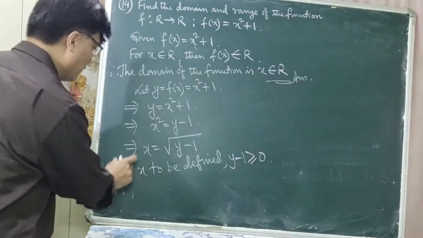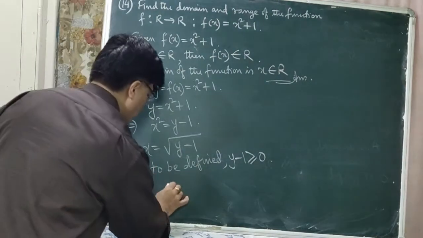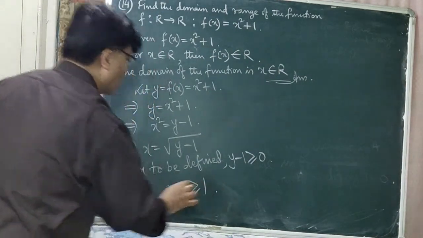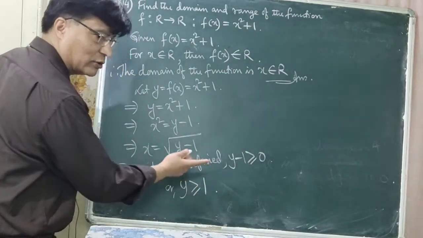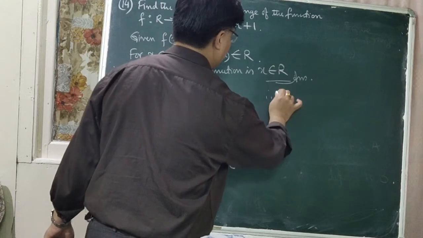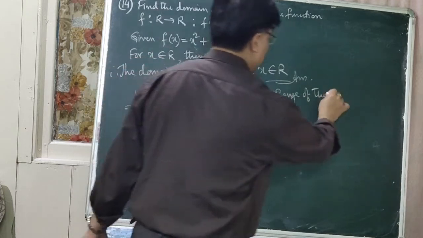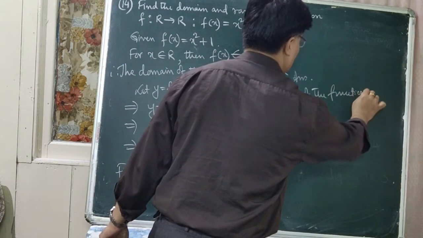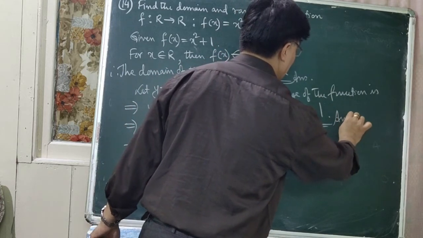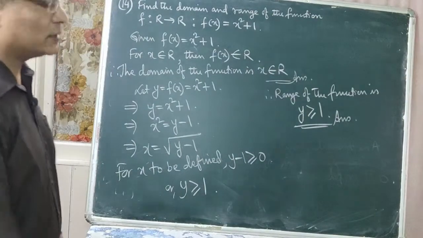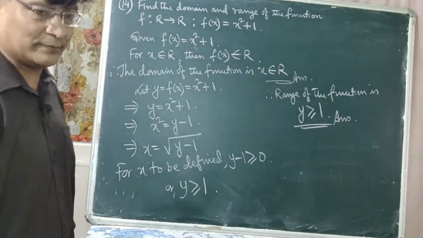Is that clear? So for x to be defined, y minus 1 should be greater than or equal to 0 or y greater than or equal to 1. Is that clear? So what is the range of the function? It is y greater than or equal to 1. Therefore, range of the function is y greater than or equal to 1. So this is the answer. So I think you have understood it. So what is the range of the function? Range of the function is y greater than or equal to 1.